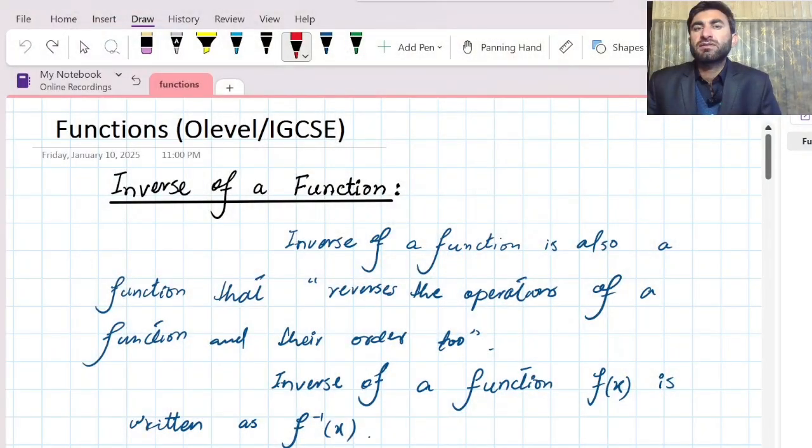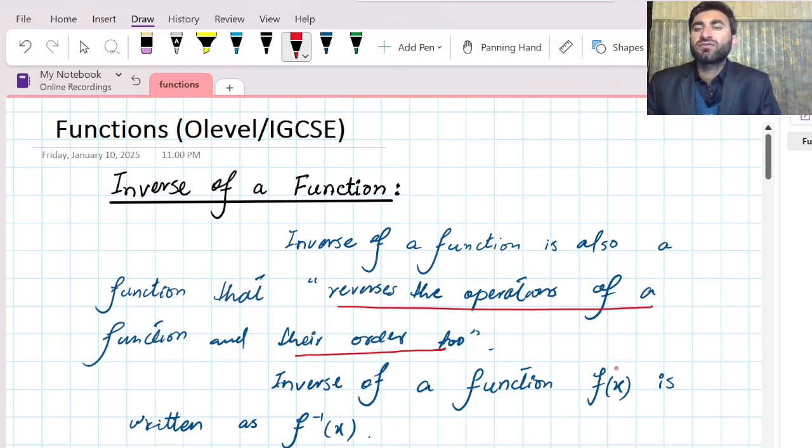Hello and welcome back. In this video, we are going to discuss the inverse of a function: what is the inverse of a function and how do we find the inverse of a function. Basically, the inverse of a function is also a function that reverses the operations of a function and their order too.